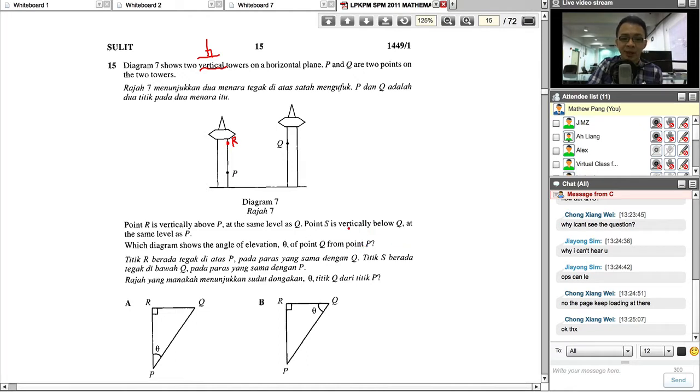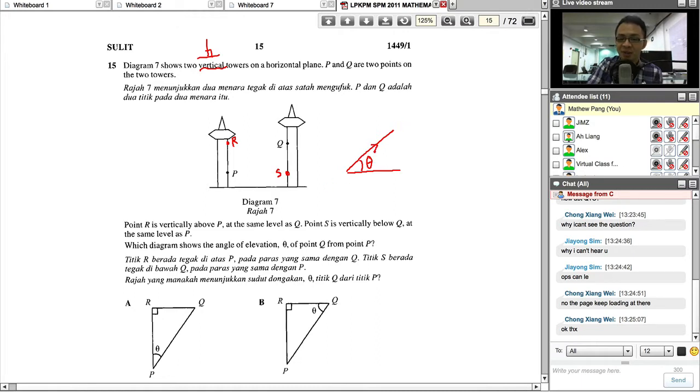Alright, and S is vertically below Q. S is somewhere below Q at the same level as P. So S is somewhere here. So here, you want the angle of elevation of Q from P. So what does elevation mean? Elevation means looking up. So this line is the elevation.